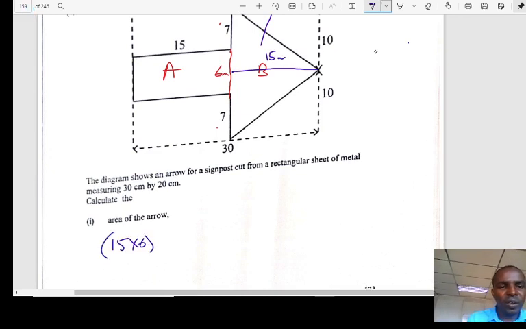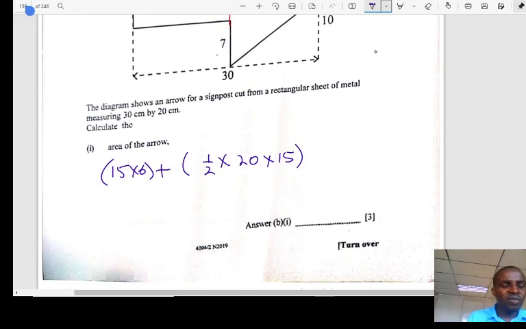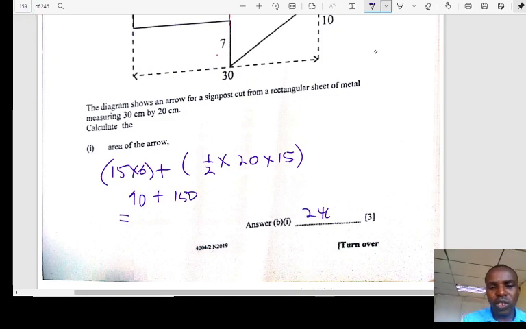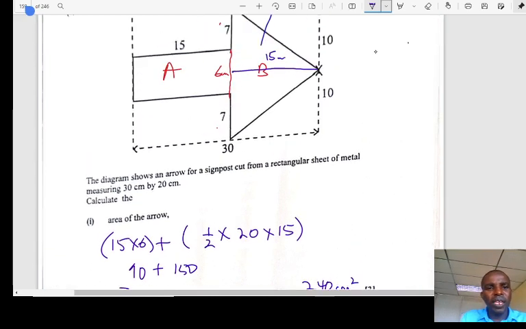So just say area of a rectangle plus area of a triangle, which is 15 by 6 plus area of a triangle, half base times height. Base is 7 plus 6 plus 7, which is 20, times height, which is 15. Then you simplify: 15 times 6 is 90, plus half times 20 times 15, which is 150. Then 90 plus 150, what do you get? It's 240. So it's 240 square centimeters. That's the area. Done.